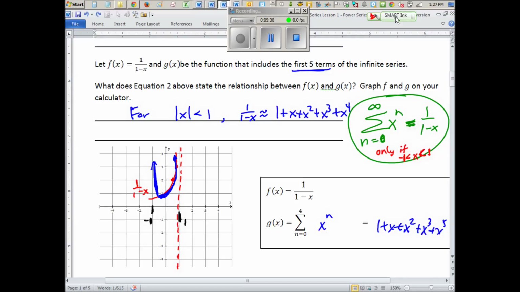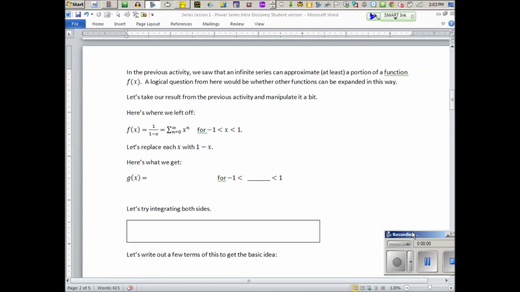Okay, everybody got the green formula? That's the takeaway from this page. It's the only takeaway you have to have. Okay? It just comes from the geometric series formula. Okay, so in the previous activity, we just kind of had one simple takeaway. And it's actually right here.